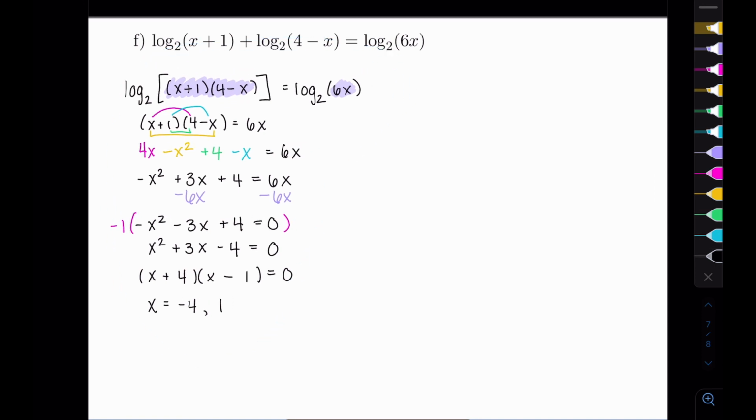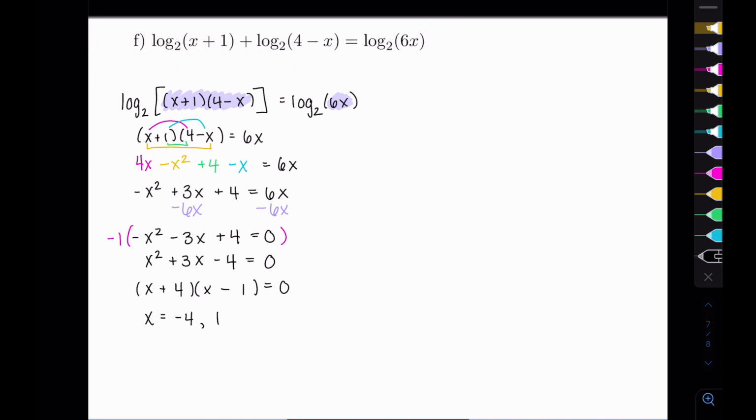I am done. But if you go about that, you're going to end up getting your answers wrong on your homework and potentially your test, because we've got to check both of these solutions. So let's start with x equals -4. Let's see if this one works. So I have to plug it back in to my original equation.